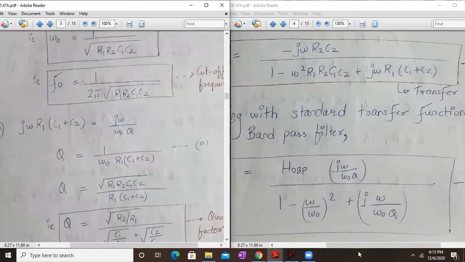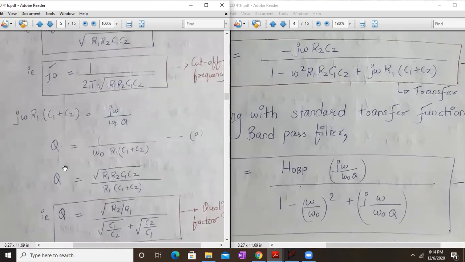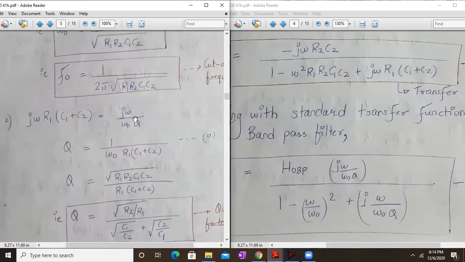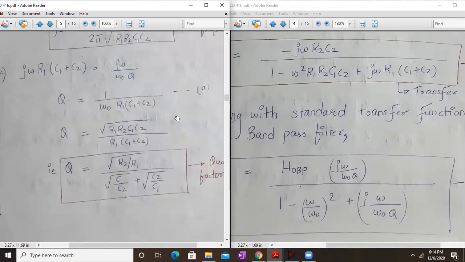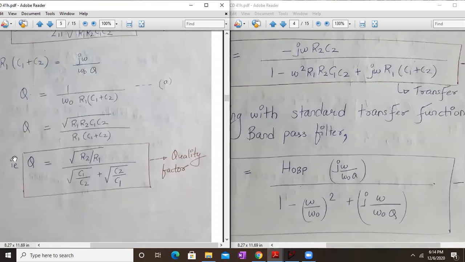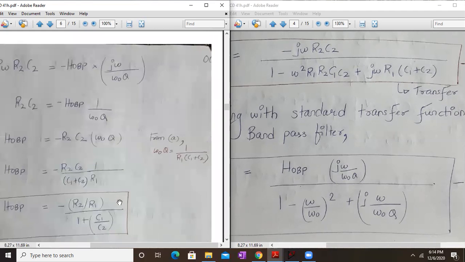Now the second term which we will compare is this, j omega upon omega naught q. Here it is j omega R1 into C1 plus C2. So here we'll compare it. j omega will cancel out, and q will be given by 1 upon omega naught R1 into C1 plus C2. So omega naught we already know from here, so we substitute the value over here. So finally we get the quality factor. If you solve it algebraically, you will get q is equal to square root of R2 upon R1 divided by square root of C1 upon C2 plus square root of C2 upon C1. Okay, so this is my quality factor.